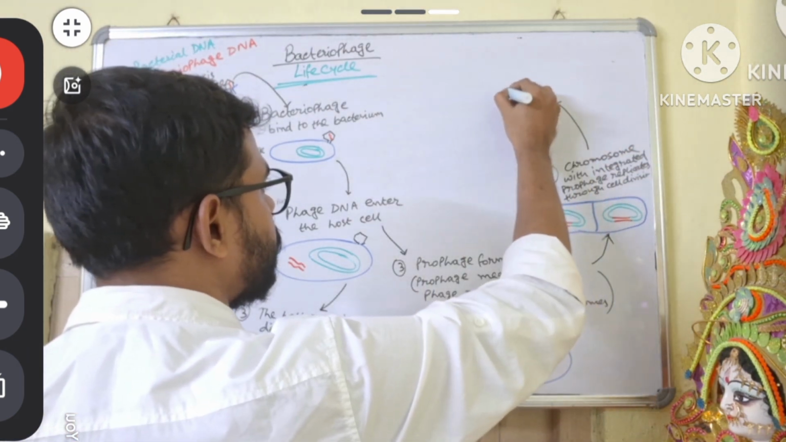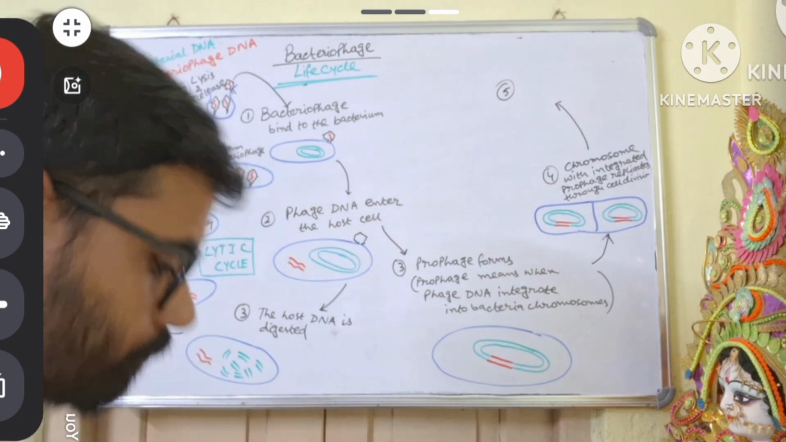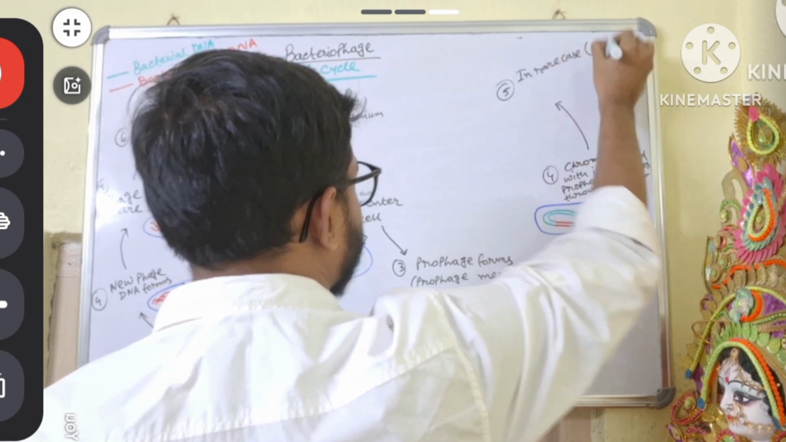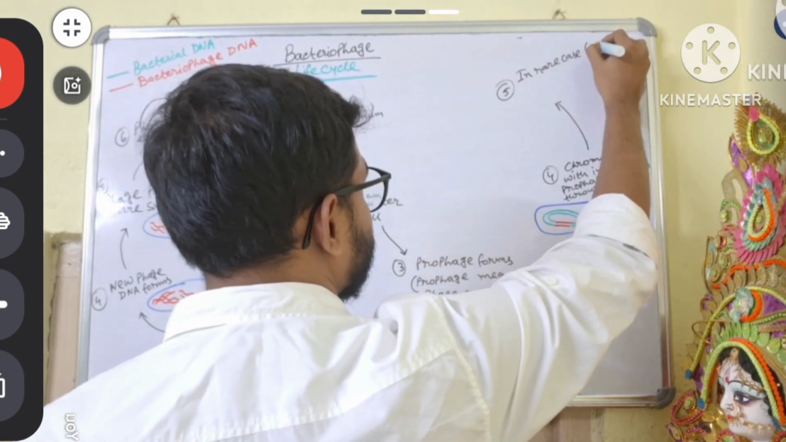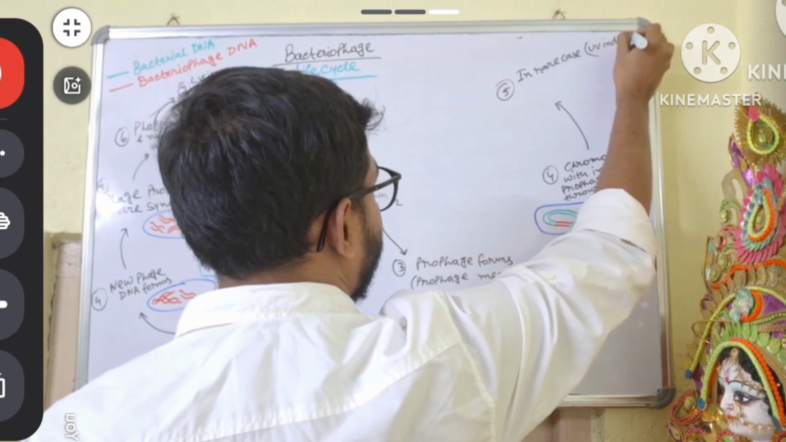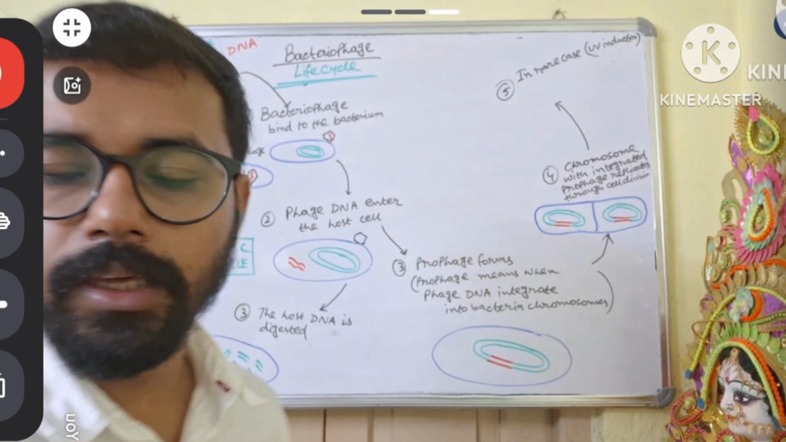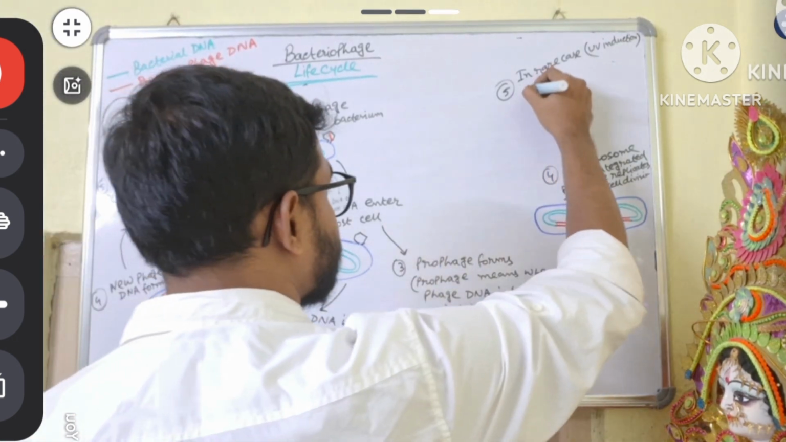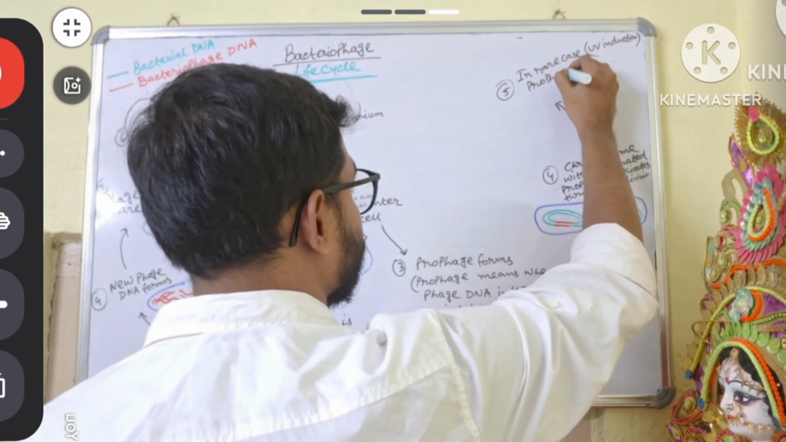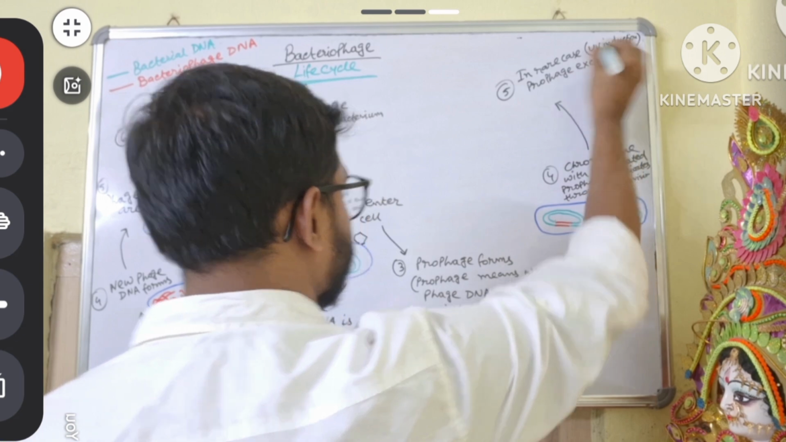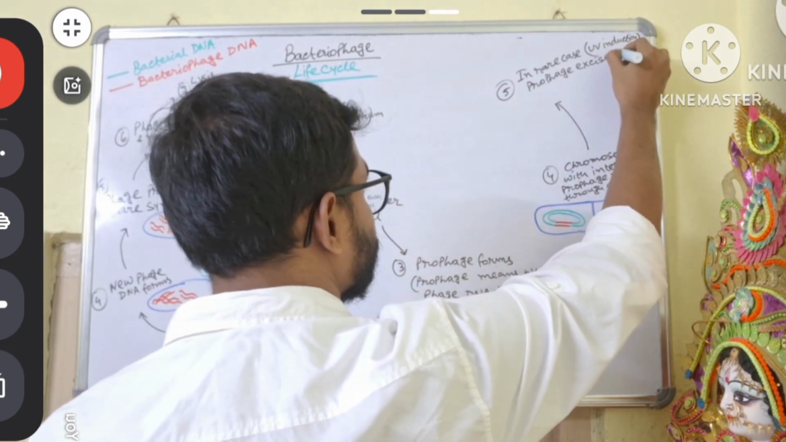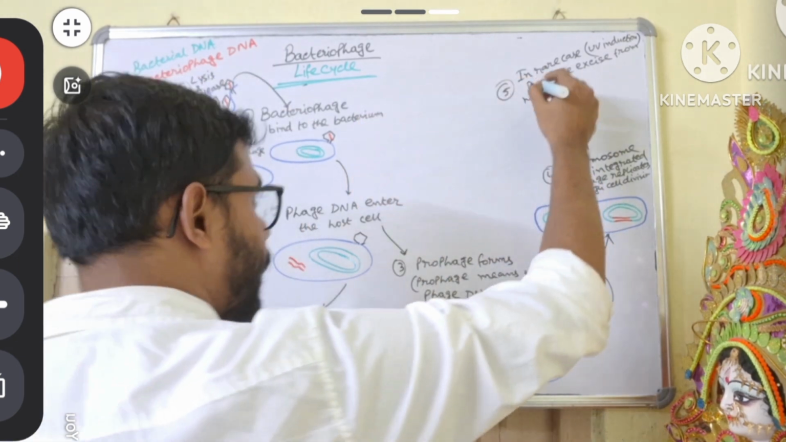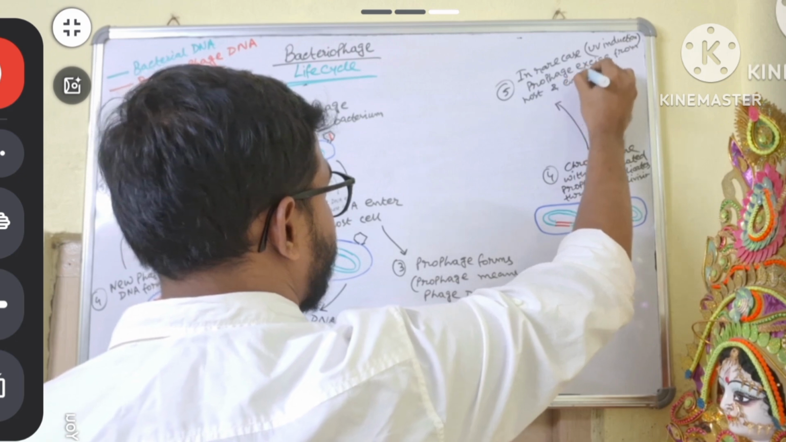Number 5. In some rare cases, like UV induction, when bacteria is treated with UV or bacteria get enough UV damage, at that time prophage excises from the host and enters the lytic cycle.